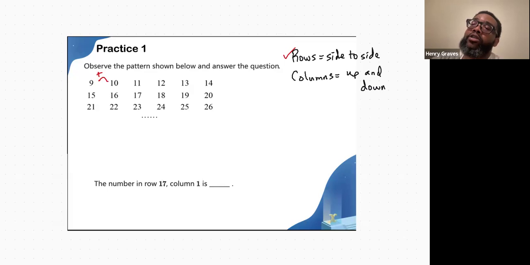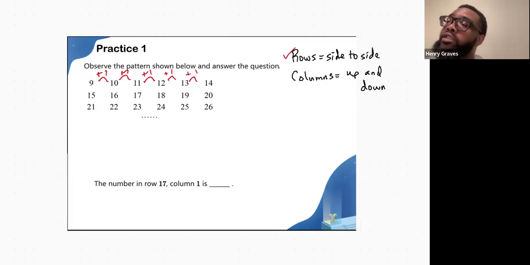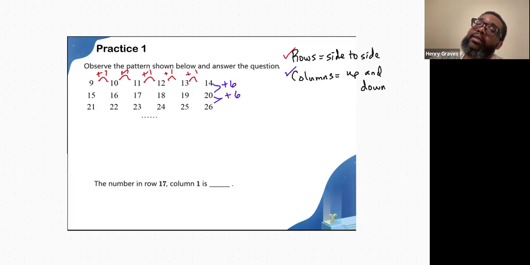Please excuse my handwriting, guys. But then I'm going to take a look at the columns, using some of my 2 favorite colors. So if you notice here, the columns are increasing by 6. See that? You're going up and down by 6.